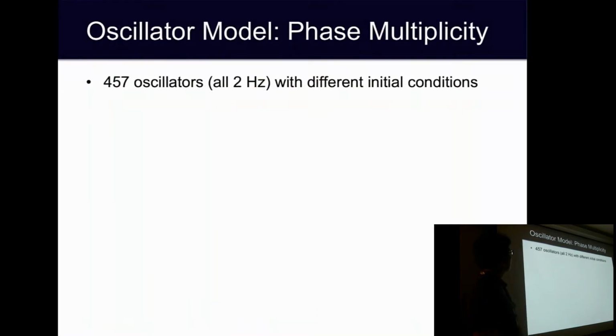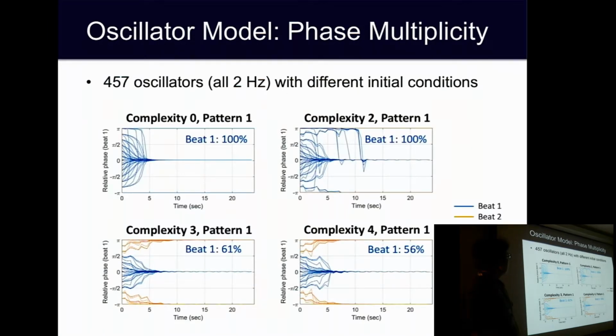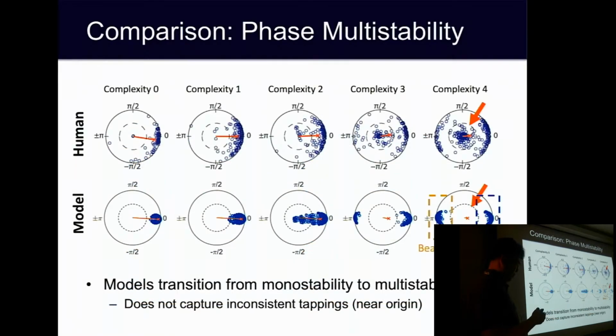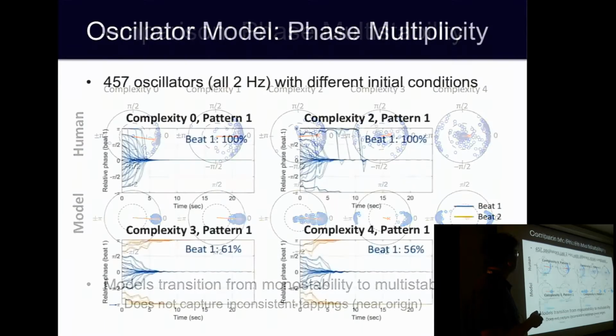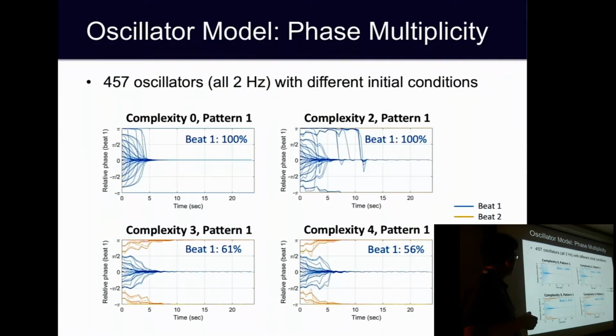So we model this with population oscillators starting from all different initial conditions. They are all tuned to 2 Hertz, and they're driven by these stimuli. What you see here is the relative phase of oscillators to beat 1. If you see the phase attracted to 0, then that means beat 1 response. Sorry, I'm doing this over and over again. So 0 phase means beat 1 response.